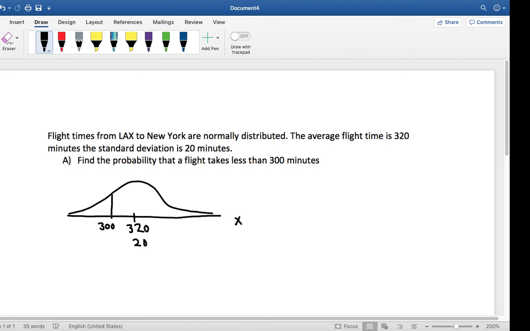So we can actually solve this. We've done this before, but let's just do it again. We can just use norm.dist, and we're going to put in our 300, then our 320, then our standard deviation, which is 20, and our cumulative argument, which is 1. So let's quickly go over to Excel and do that.